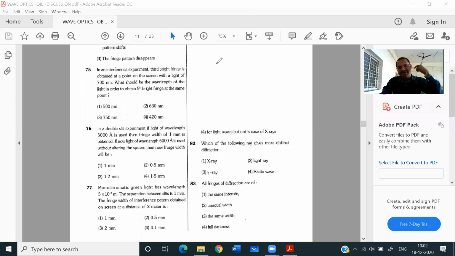Question number 75. An interference experiment. Third bright fringe is obtained at a point on a screen with a light of 700 nanometers. So which bright fringe? Third bright fringe means n is equal to 3. What is the wavelength of light used? 700 nanometers. Next, what should be the wavelength of light in order to obtain fifth bright fringe? So to get n is equal to 5, what is the wavelength they are asking?